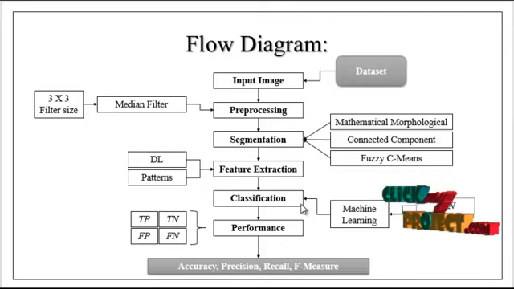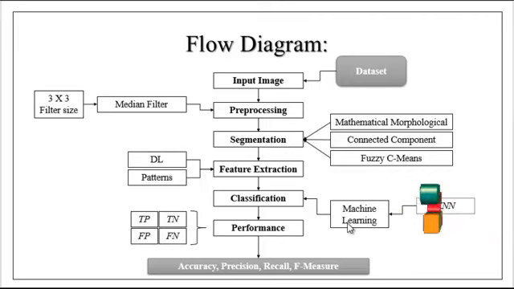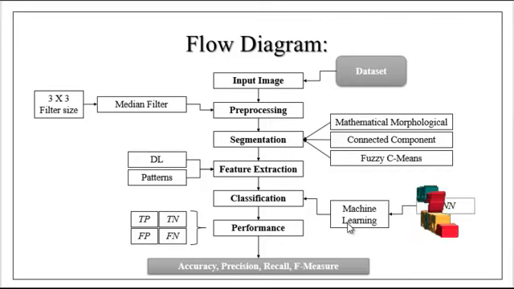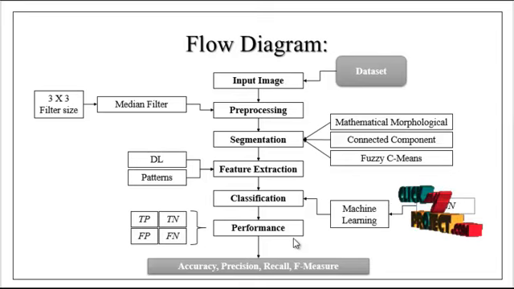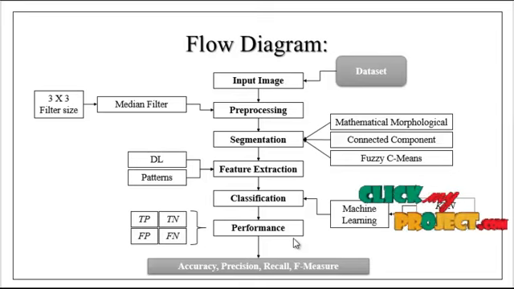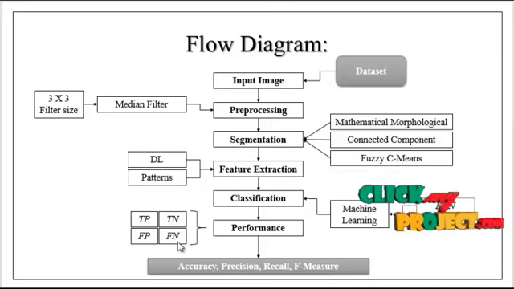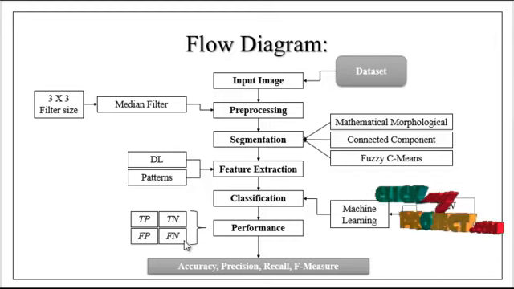In this classification, we are going to do the machine learning classification to classify whether the input is affected or not affected. If affected, it will be a tumor, or else it will be the normal one. After doing the classification, the performance estimations will be carried out. In this performance estimation, we have three kinds of performance measures: as usual, the accuracy, precision, recall, along with the F measure. These will be calculated on the basis of true positive, true negative, false positive, and false negative.